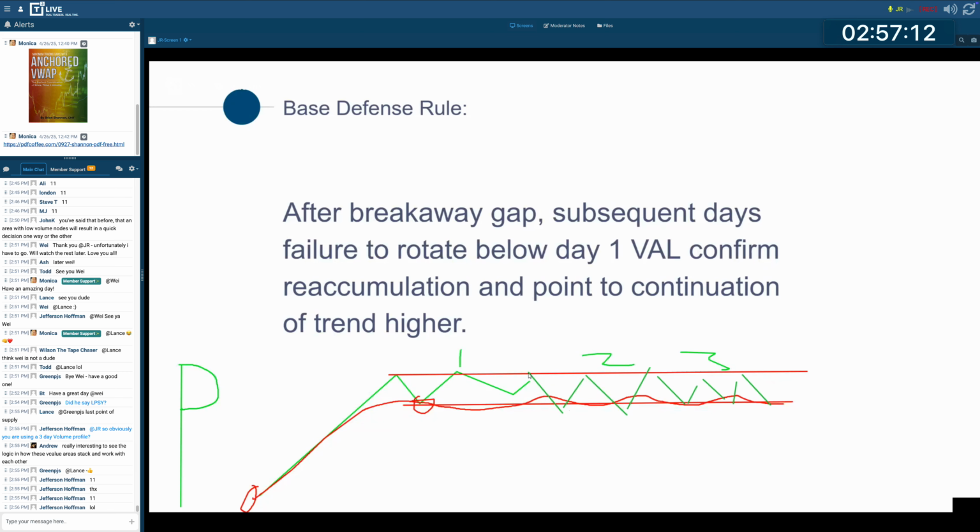Now you want to see full rotation in days 2 and 3. You don't want to see this kind of monkey business. This is no good. You want to see full symmetrical rotation. You want to see balance in this range because you're in a reaccumulative context with a strong bullish roadmap.